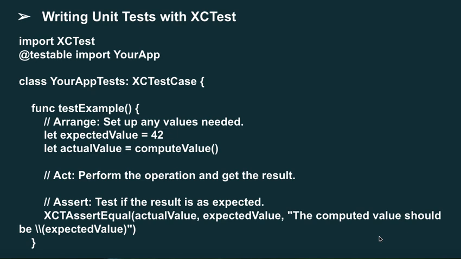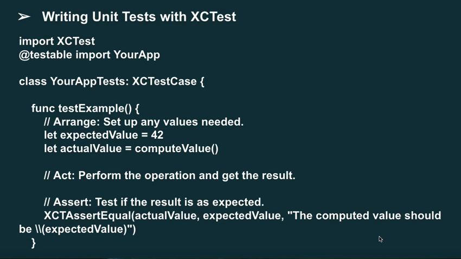Writing unit tests with XCTest. So friends, we can import XCTest, @testable import YourApp, class YourAppTests: XCTestCase, func testExample. Arrange: set up any values needed. let expectedValue = 42, let actualValue = computeValue(). Act: perform the operation and get the result. Assert: test if the result is as expected.